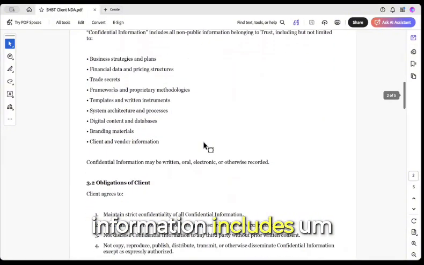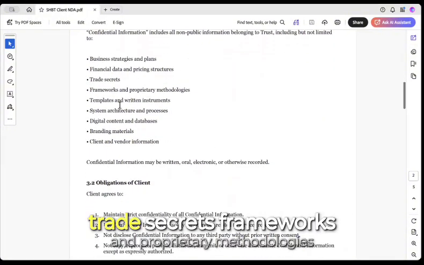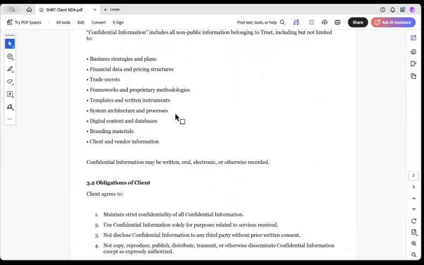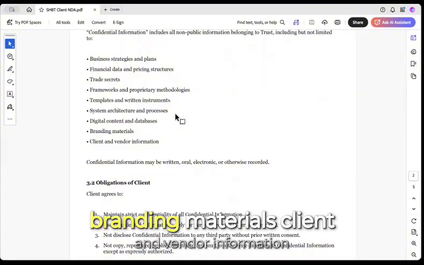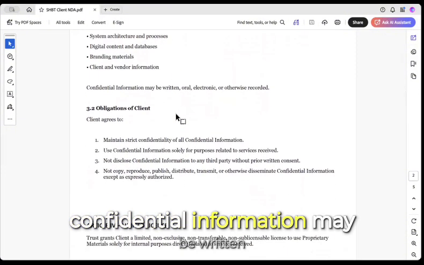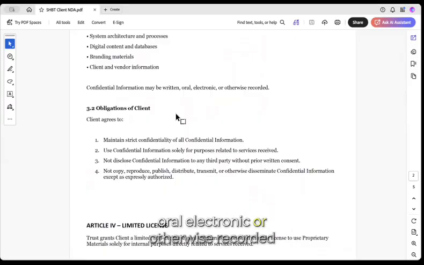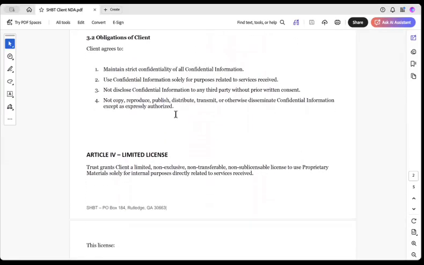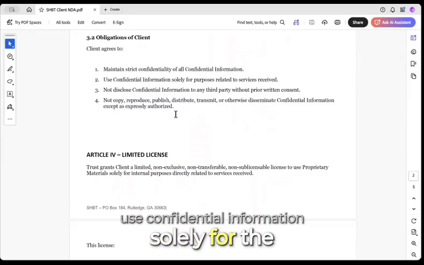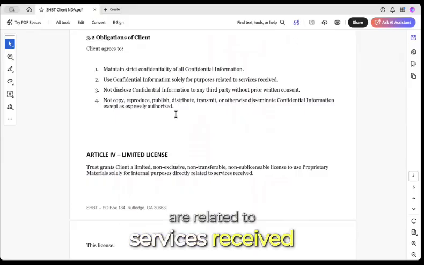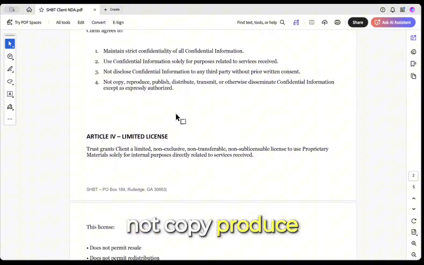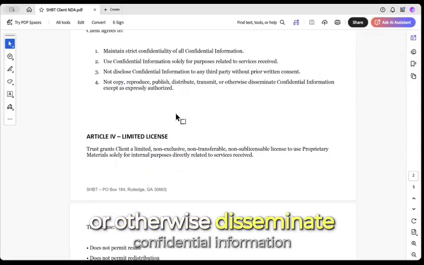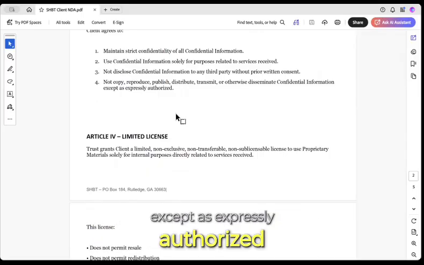Confidential information includes business strategies, financial data, trade secrets, frameworks, and proprietary methodologies, templates and written instruments, system architecture and processes, digital content and databases, branding materials, client and vendor information. Confidential information may be written, oral, electronic, or otherwise recorded. Clients agree to maintain strict confidentiality of all confidential information, use confidential information solely for purposes related to services received, not disclose confidential information to any third parties without prior consent, and not copy, reproduce, publish, distribute, transmit, or otherwise disseminate confidential information except as expressly authorized.